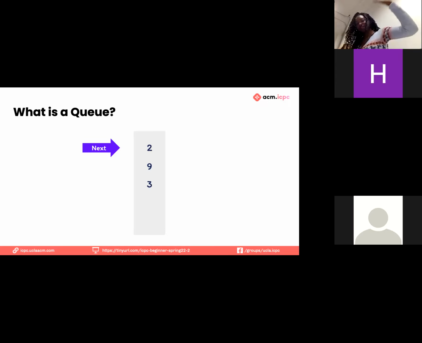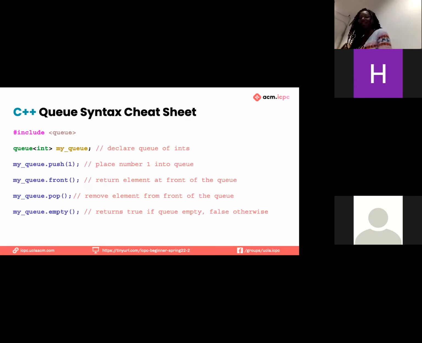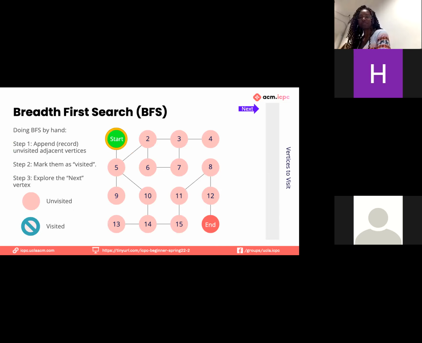We can also see here, you put in 2, 9, and 3 in this order, and then we go through 2, 9, and 3 in that order. When you use a queue, the syntax is kind of similar to a vector, so if you know what those are, this shouldn't be too different, except we have different functions. Push puts something into the queue, in this case the number 1, and front shows you what's at the front of the queue. Pop will remove the element at the front of the queue. Importantly, it doesn't tell you what's at the front, it just removes it, so you have to use front and pop if you want to both see it and remove it. Finally, empty will be true if the queue is empty, false otherwise, which is pretty self-explanatory.